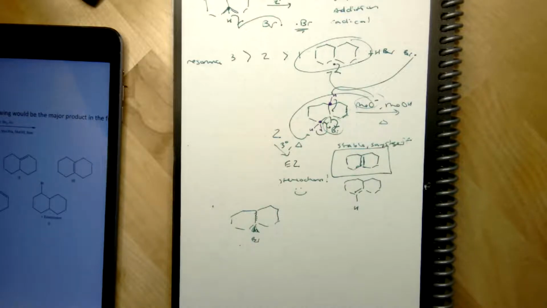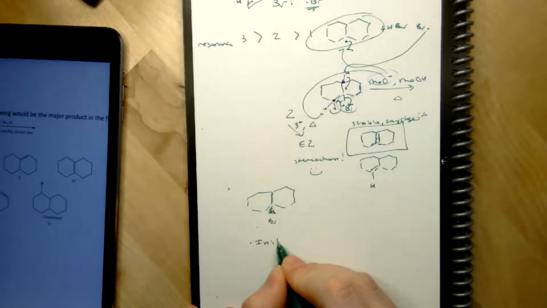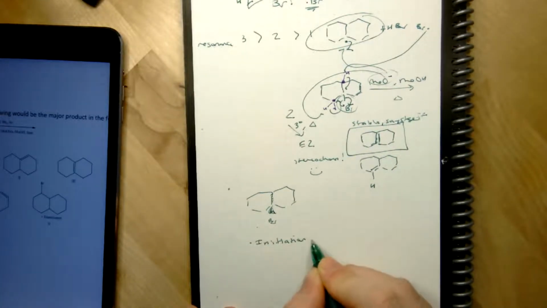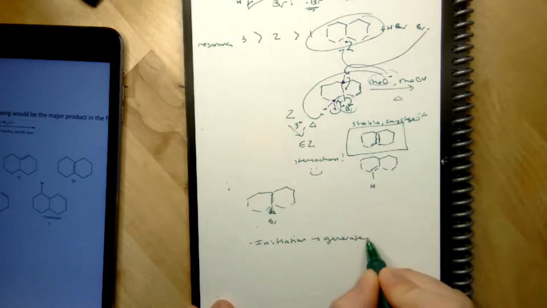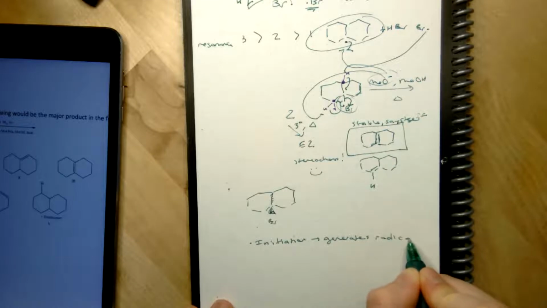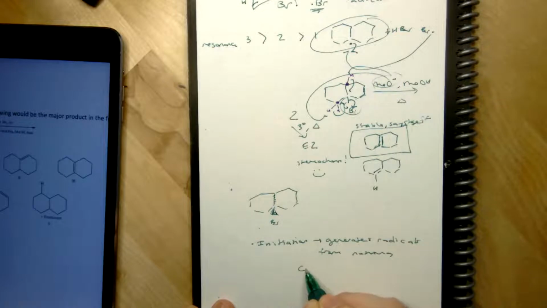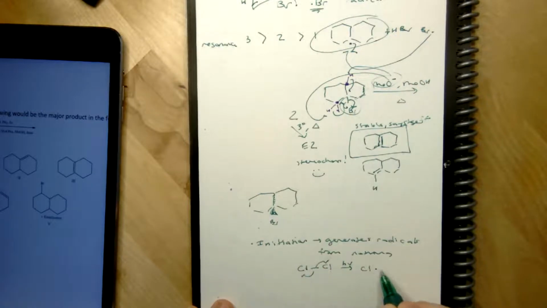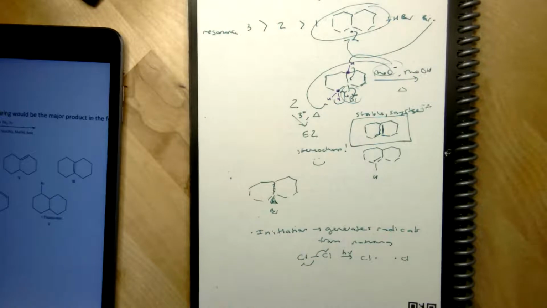Which of the following gas-phase reactions is a chain terminating step? Okay, so the steps of a radical reaction are initiation, and that generates radicals from nothing. So if you have like chlorine and you add heat or light, and a radical is generated from no radical before, that would be considered an initiation step.